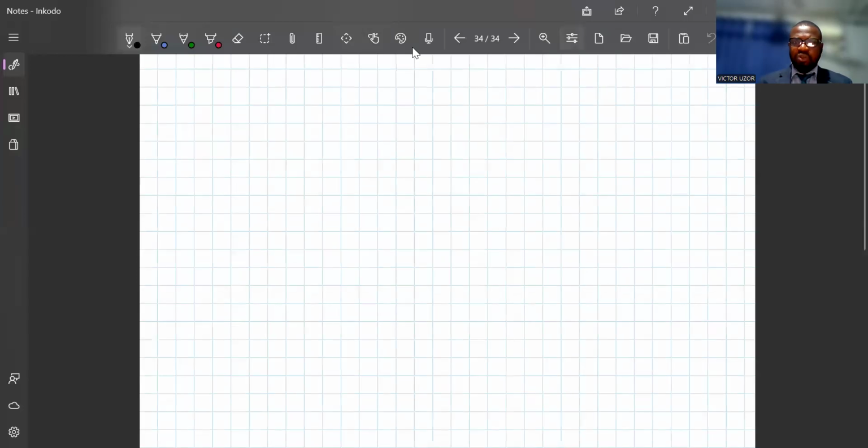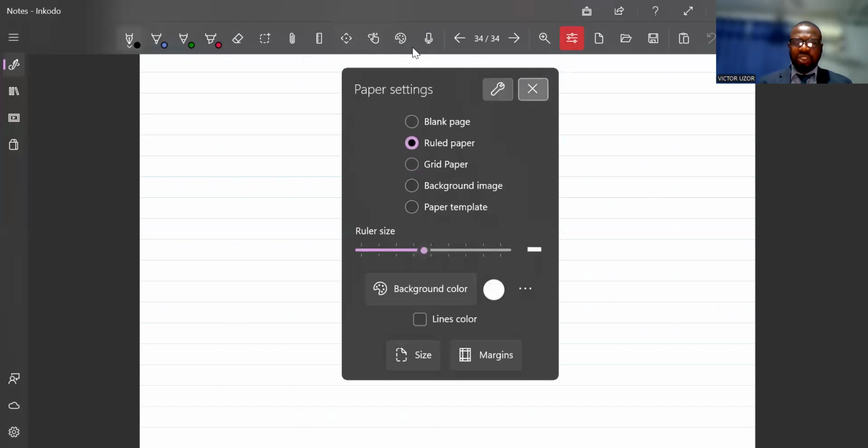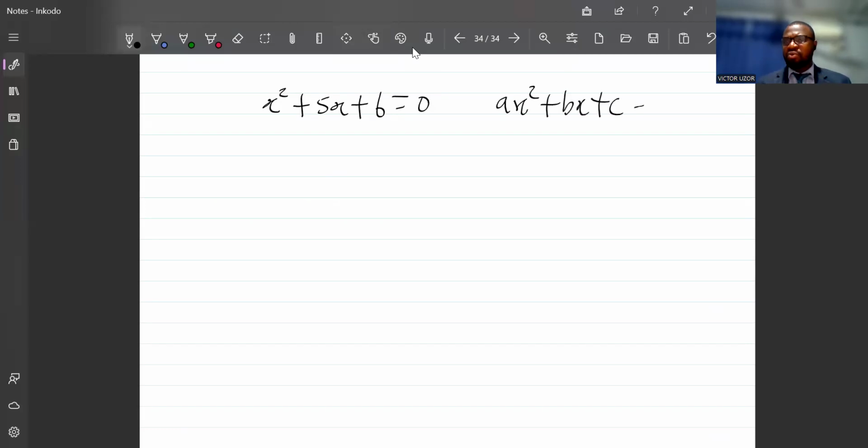The first question is x squared plus 5x plus 6 equals 0. Remember that whenever you want to solve it, you need to understand that every quadratic equation must be in the form of ax squared plus bx plus c equals 0.